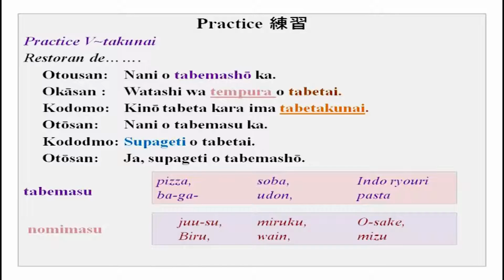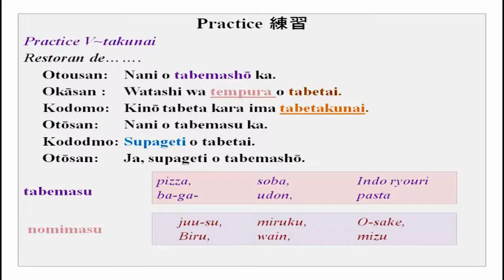Kino tabeta kara ima tabetaku nai. So, the kodomo is saying, child is saying, I had it yesterday, so I do not want to have it now. Nani o tabemasu ka? Spaghetti o tabetai. Ja, spaghetti o tabemashou. So, let us all have spaghetti.